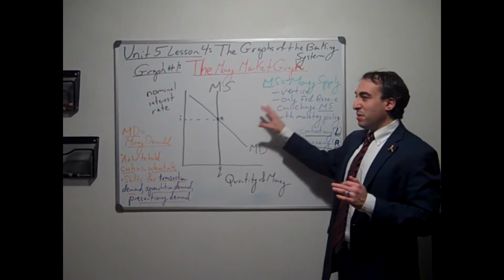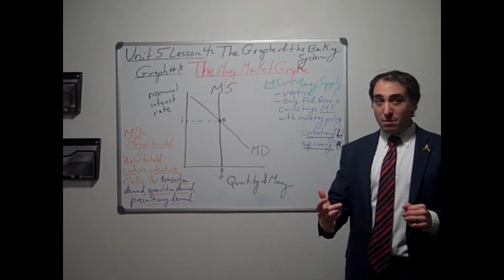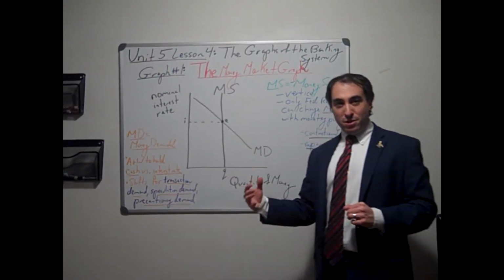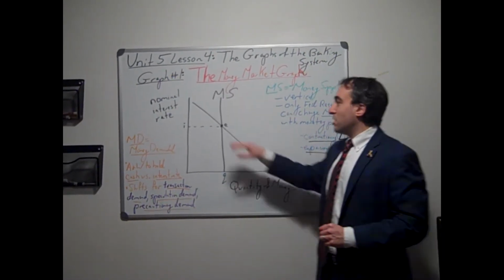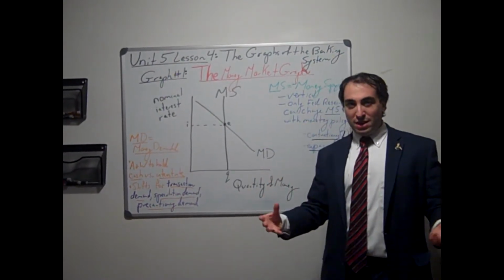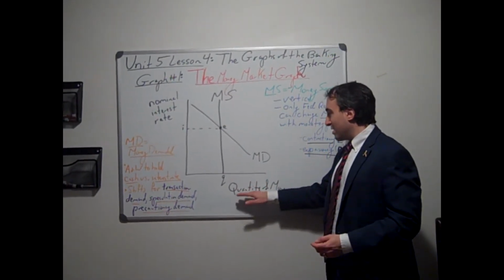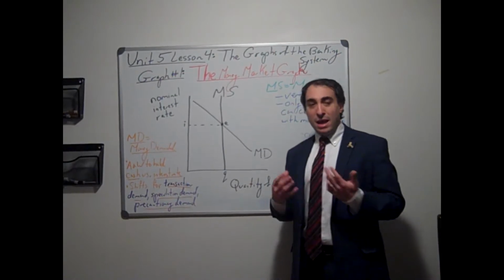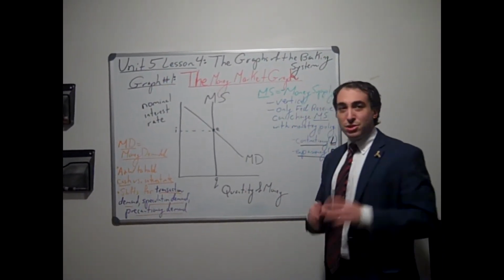So our first graph, the money market graph, is just a visualization of all the concepts we were talking about, and how the Federal Reserve is the banker's bank, and how the Federal Reserve is in charge of the money supply. So first, we have our nominal interest rate. This is the general interest rate that the Federal Reserve targets. And we have our quantity of money, the amount of M1 and M2 in the banking system. So those are our parameters.